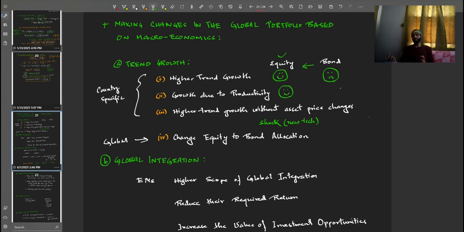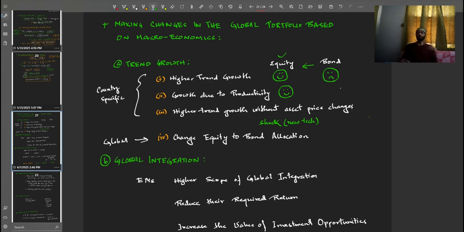So change in policy, new technology, these are all shocks that come to a market. Higher trend growth without parallel asset price increases can happen due to shocks, such as new technology, shocks such as policy changes. Till now, the above three points were about the country perspective or currency specific perspective. Now we are talking about the global perspective.